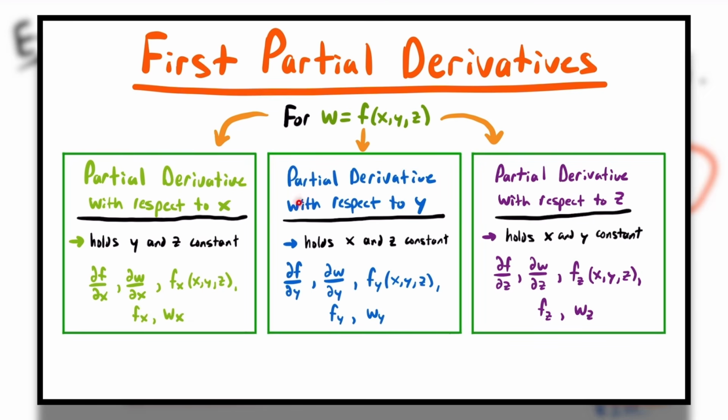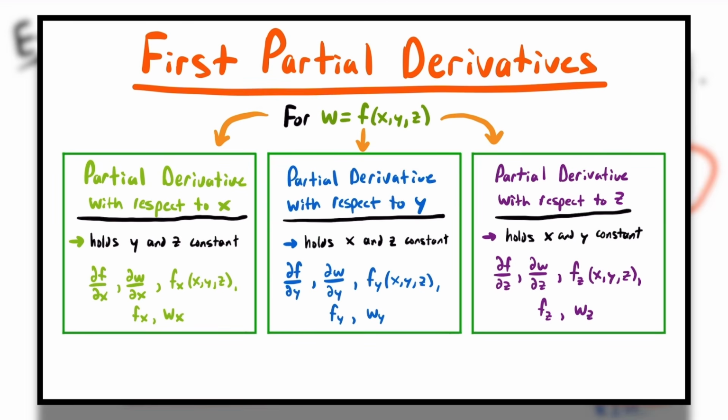Then for a partial derivative with respect to y, you would take a derivative with respect to y, holding x and z constant. And so then the notations would be df dy, or dw dy, fy of xyz, or fy or wy. And then for a partial derivative with respect to z, which is new here, you would take a derivative of your function with respect to z, holding x and y as constants. And so the notation here would be df dz, or dw dz, along with fz of xyz, or just fz or wz. Okay? And so together, these are the first partial derivatives of a multivariable function of three independent variables.